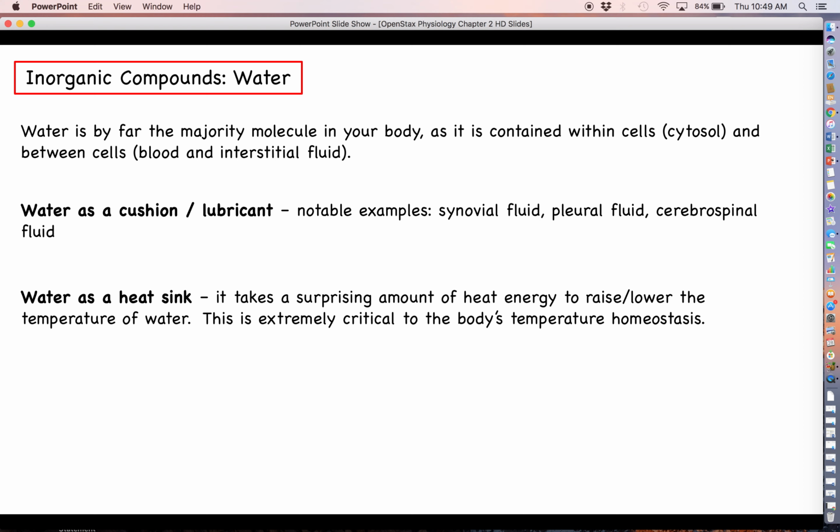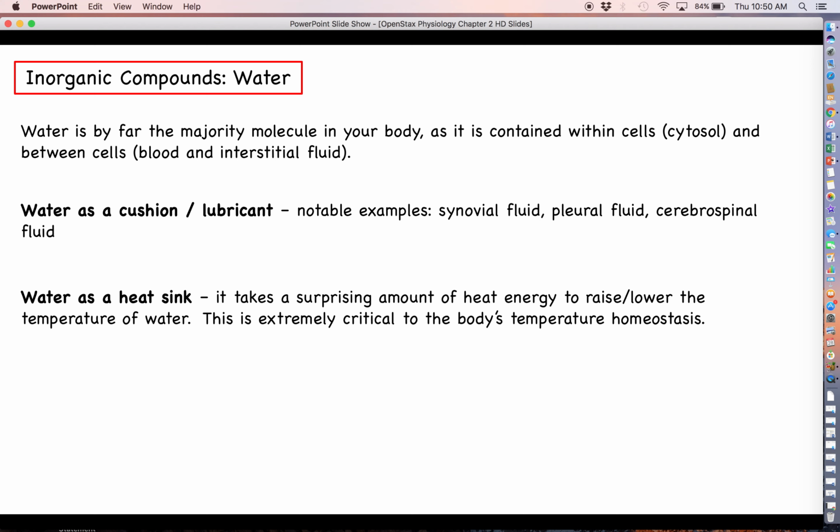Water acts as a heat sink in the sense that probably when you discussed this in general biology, you learned that water has a very high heat capacity. What that means is it really takes quite a lot of energy in order to either raise or lower the temperature of water, especially when you compare water to similar molecules.